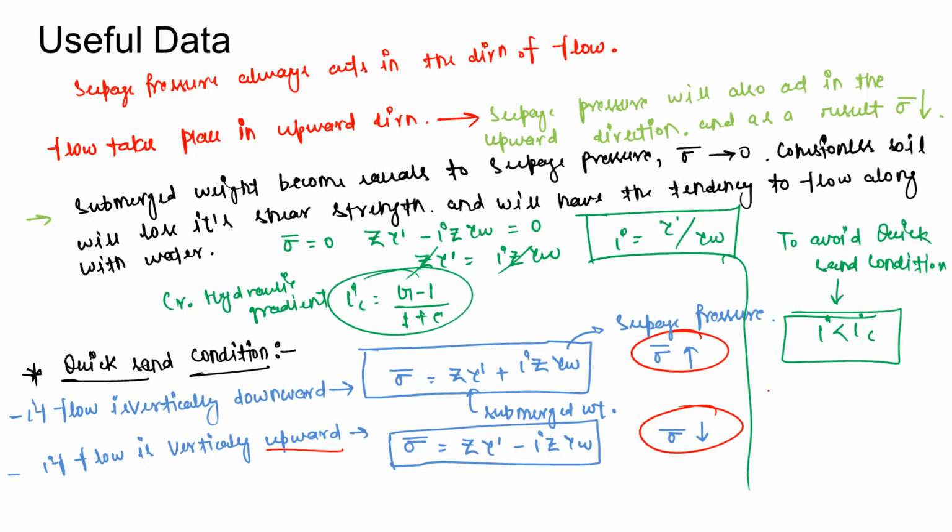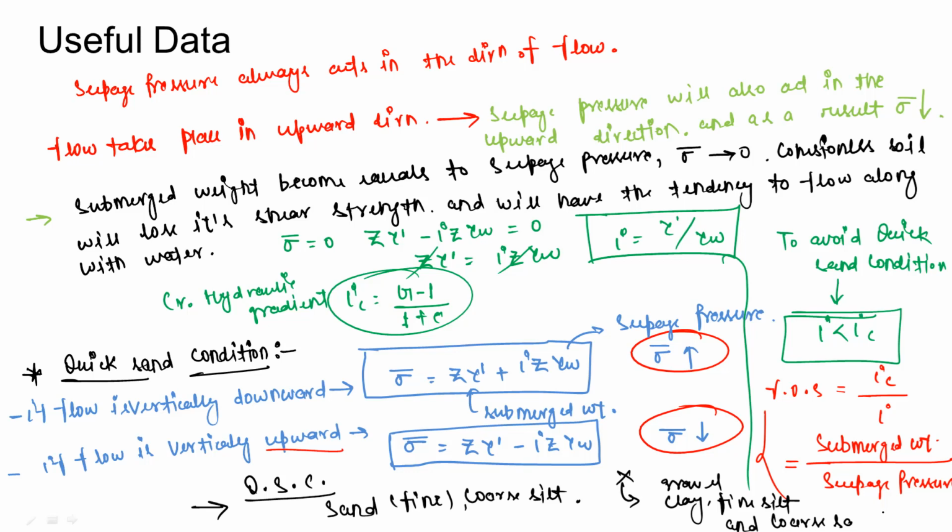So the factor of safety to avoid quicksand condition or sand boiling is equal to IC upon I, and it can also be written as submerged weight divided by seepage pressure. This is the factor of safety we will use. Normally, quicksand conditions occur in cohesionless soil. It will occur in very fine sand and in coarse silt, but it will not occur in gravel, clay, fine silt, and coarse sand.